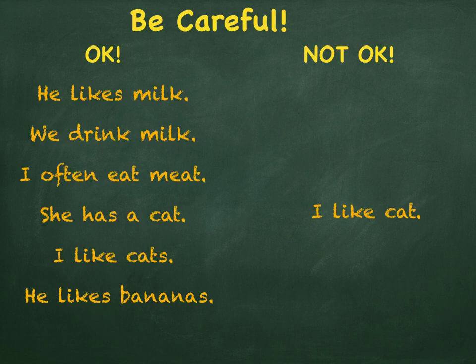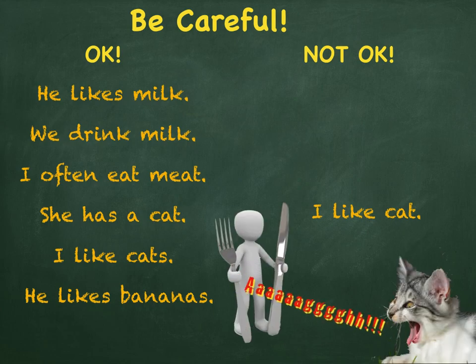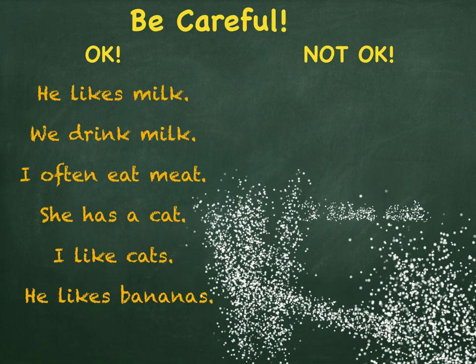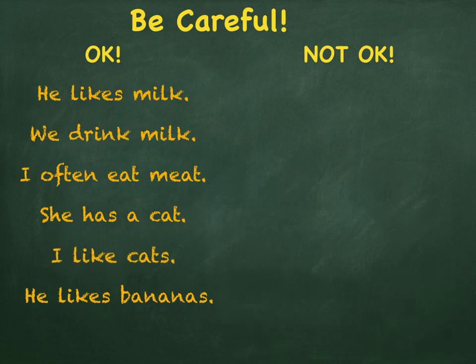Now here's another one with a very bad mistake. Why? Well, it means I like to eat cat meat. No, I like cats is better. So here we have 3 uncountable, but the next ones are countable, and you need to be very careful to get all the points right.